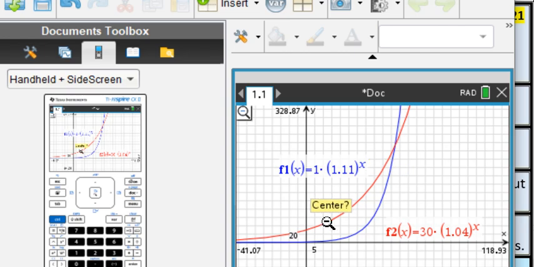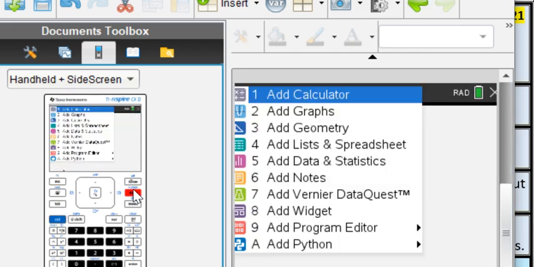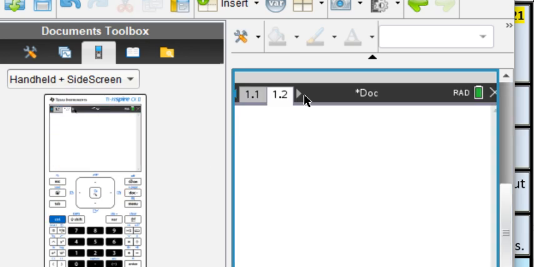eventually Ebola catches up over time. So we want to figure out when that happens. So I'm going to press Control dot and add a calculator page. So let's go back to the question.